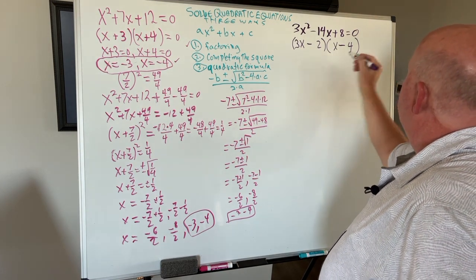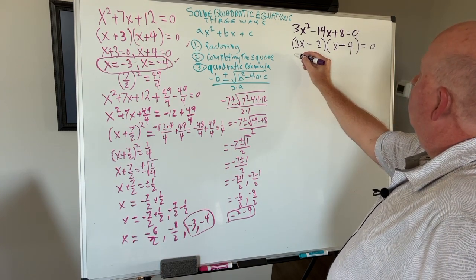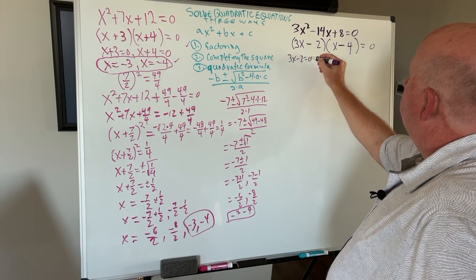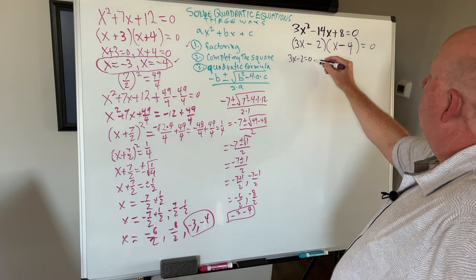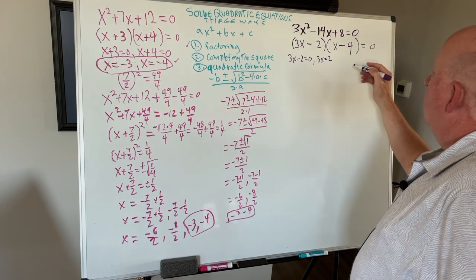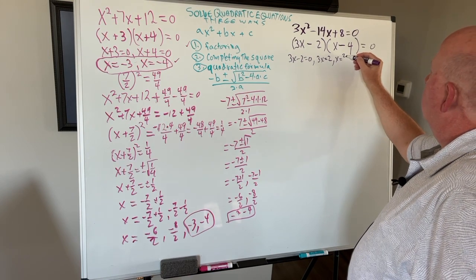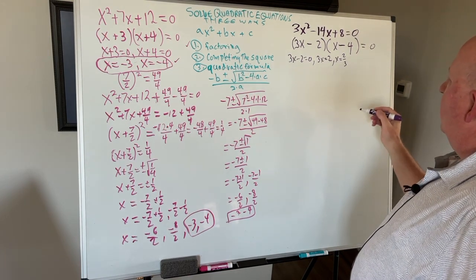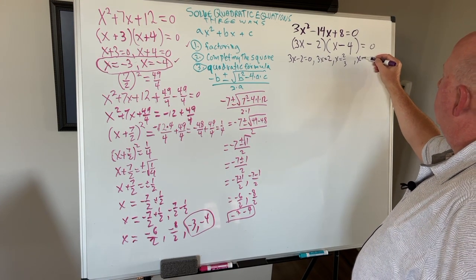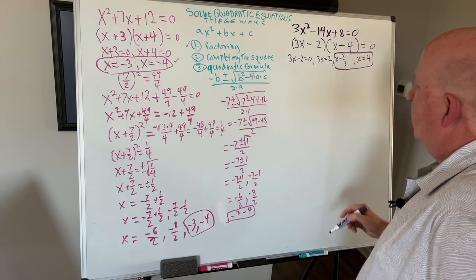So then this equals 0, so that means either this is 0 or this is 0. So let's say 3x minus 2 equals 0. Then that means 3x equals 2, so x equals 2/3. So that's one answer. And then if x minus 4 equals 0, that means x equals 4. So here are your two answers.